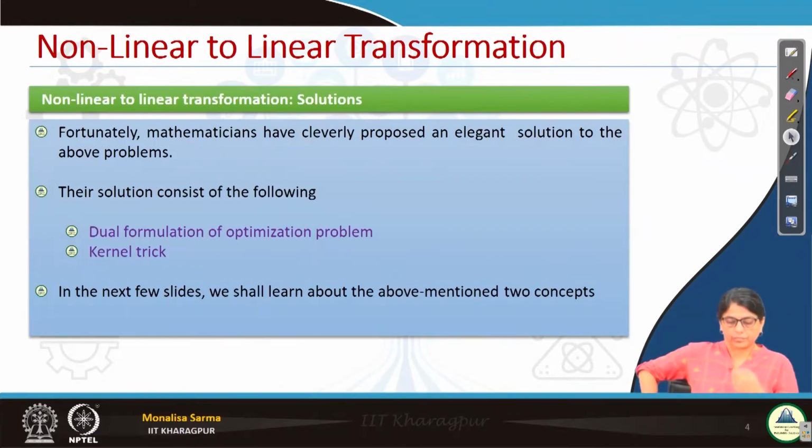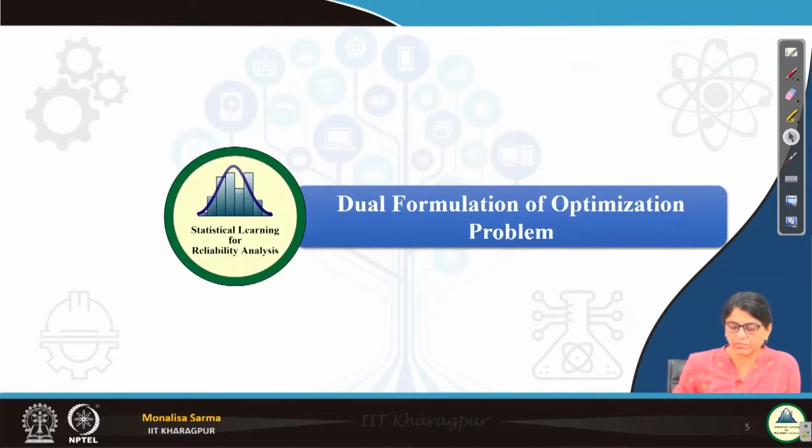Mathematicians have cleverly proposed elegant solutions to the above problems. That is the dual formulation of the optimization problem and the kernel trick. Let's see what that is. First we will see the dual formulation of the optimization problem.